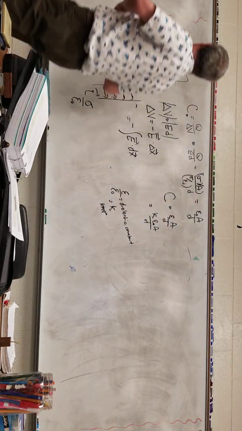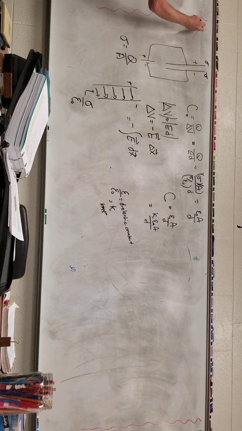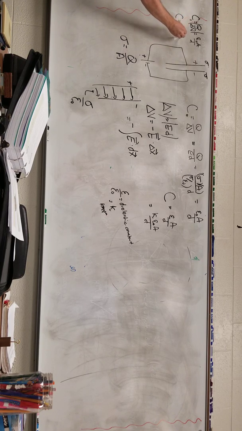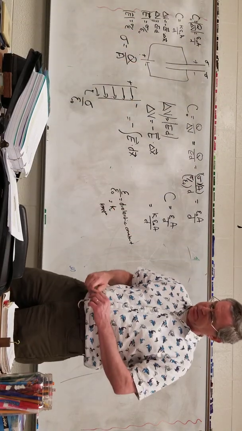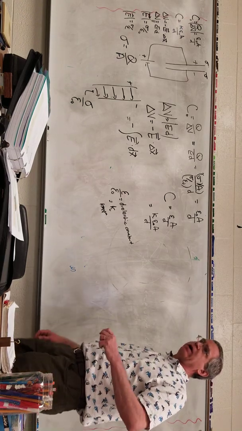So I'm going to write over here the equations that we have involved here. So C is equal to Q over delta V, and for a parallel plate, C is equal to epsilon sub naught A over D. And then we have delta V is equal to negative E dot delta X, or delta V equal to Ed. And the magnitude of the electric field is sigma over epsilon. I've captured all of those. Questions before I actually pose a problem?